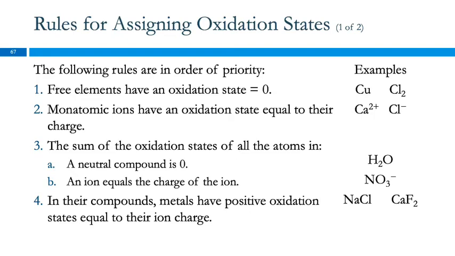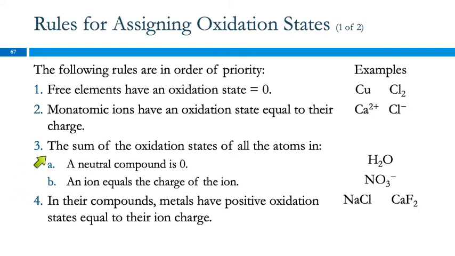So order of priority, we go through this list. So free elements, an element by itself like copper or chlorine, whether it's diatomic or monatomic, those have oxidation states of 0. If we have a monatomic ion, such as a calcium ion or a chloride ion, so this has an actual charge, the oxidation state is the same as the charge. So this would have a +2 and this would be a -1 oxidation state.